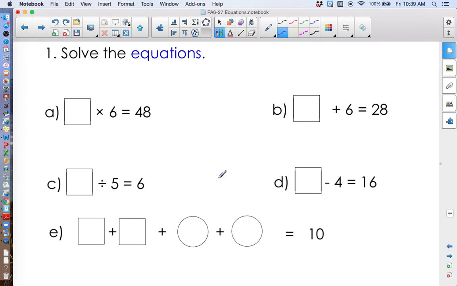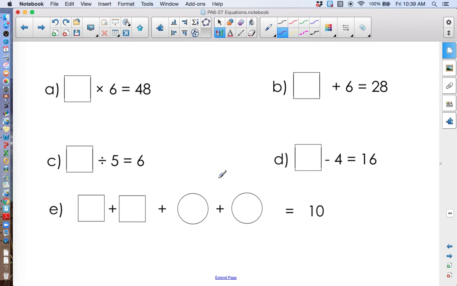Okay, don't get freaked out about multiplication and division. They are in here, but you'll know what these numbers are. So you're thinking in terms of, you can do a few things here. You can think, what times 6 equals 48? Or you can think 48 divided by 6 gives me what? You're thinking fact families. It's the opposite.